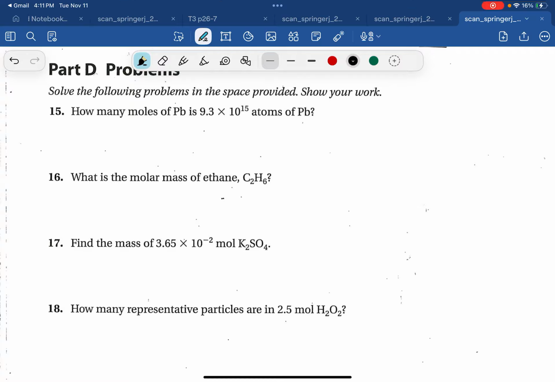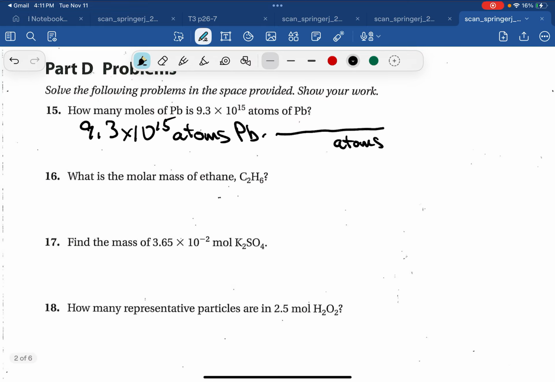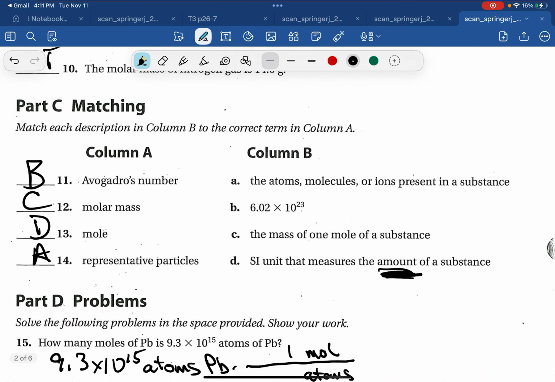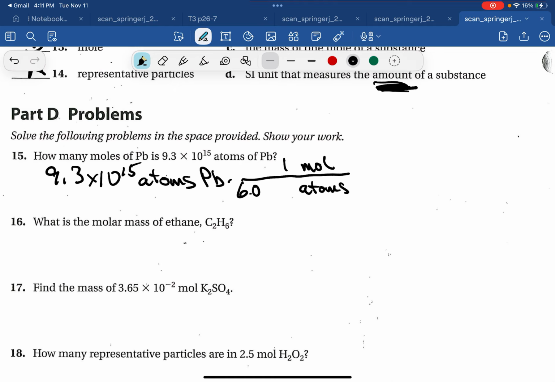So on number 15, we've got 9.3 times 10 to the 15th atoms of Pb. We're going to take that and we're going to use Avogadro's number. And remember, we want atoms in the denominator. We want moles in the numerator. So we need to look back here, right? We're looking for moles, so it's this one. So we're going to take 1 mole over 6.02 times 10 to the 23rd. And get an answer, see what you get there.